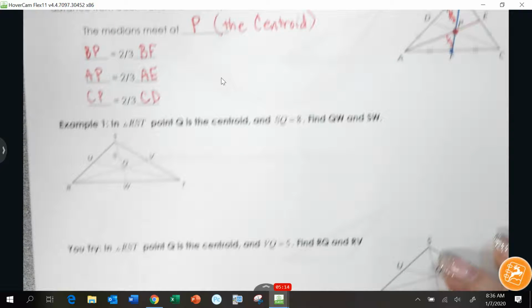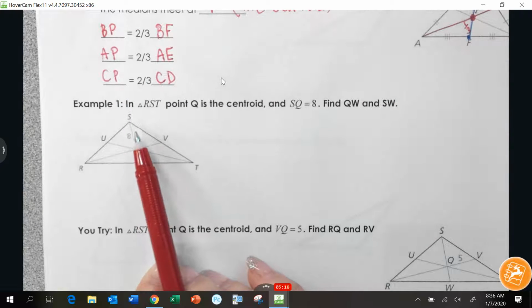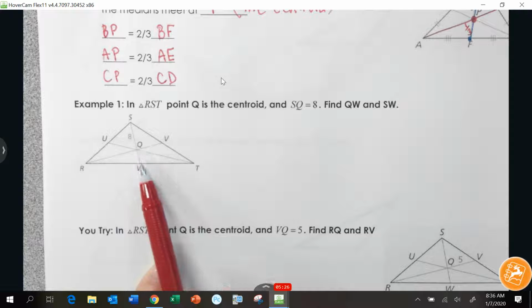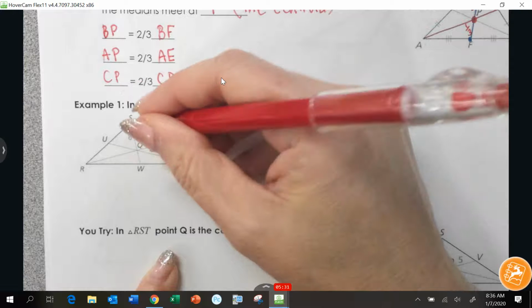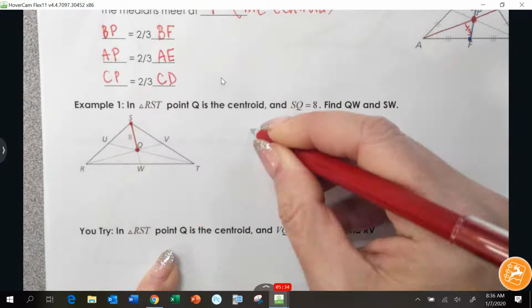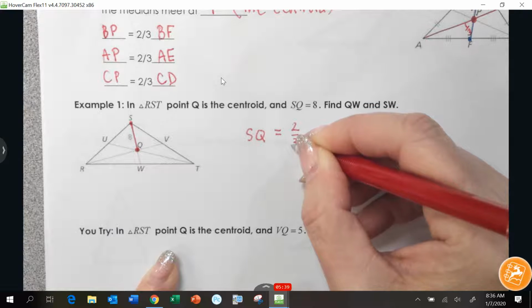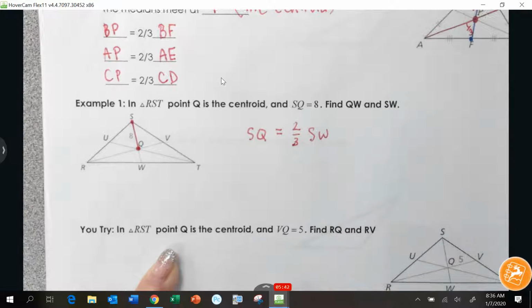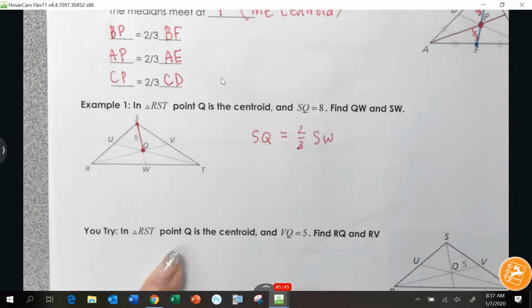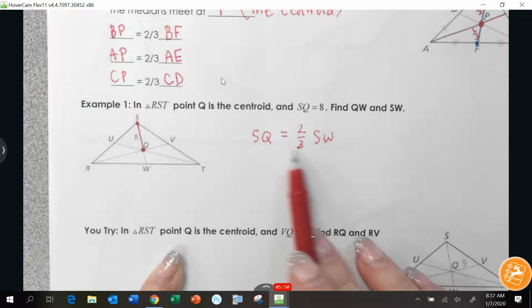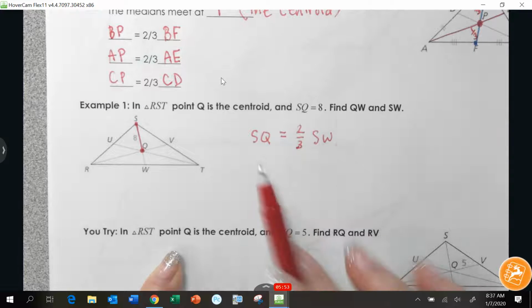So in this example right here, we have that Q is the centroid, and from S to Q is 8. We have to find Q to W and S to W. So S to Q should be 2/3 the distance from S to W. That's what the centroid theorem tells us. What do I know numbers-wise? What do I know distance-wise? What can I fill in? Lynn? SQ is 8.